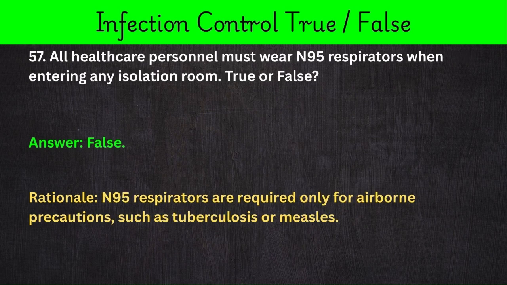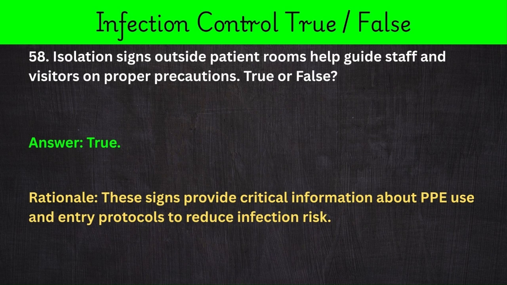57. All healthcare personnel must wear N95 respirators when entering any isolation room. True or false? Answer: false. Rationale: N95 respirators are required only for airborne precautions, such as tuberculosis or measles. 58. Isolation signs outside patient rooms help guide staff and visitors on proper precautions. True or false? Answer: true. Rationale: these signs provide critical information about PPE use and entry protocols to reduce infection risk.